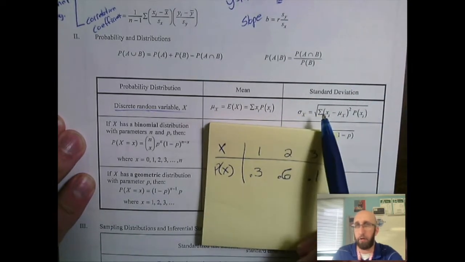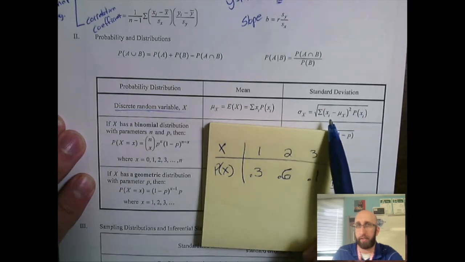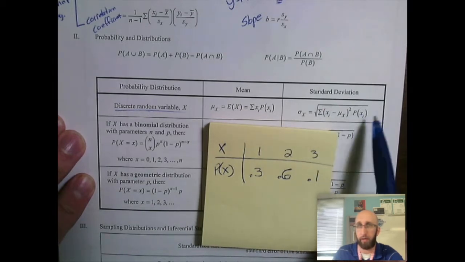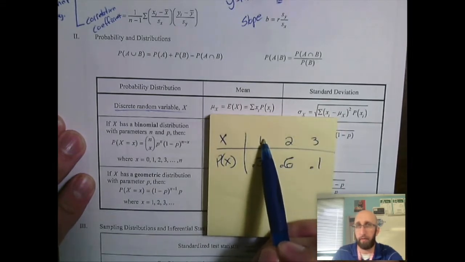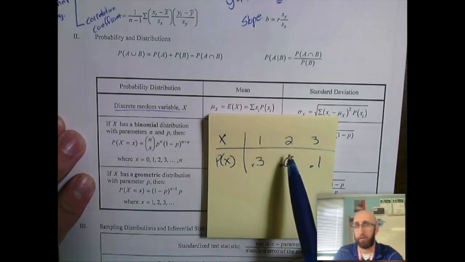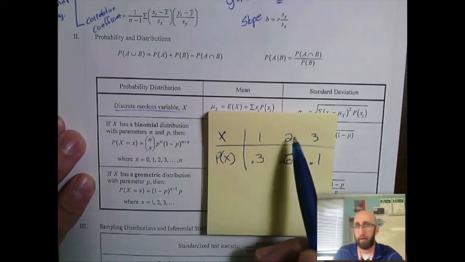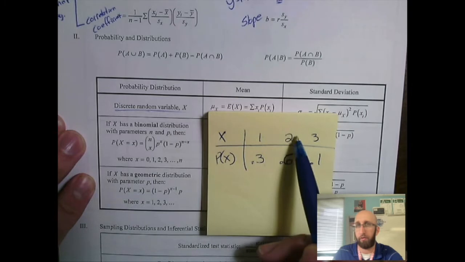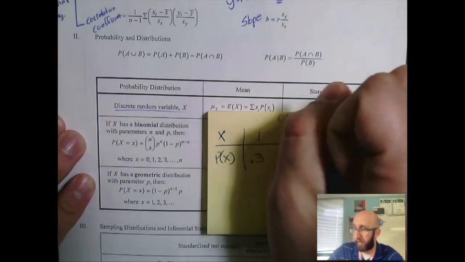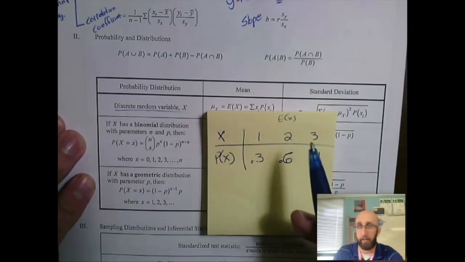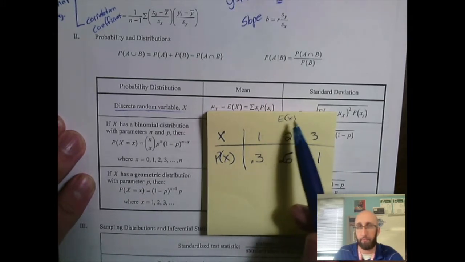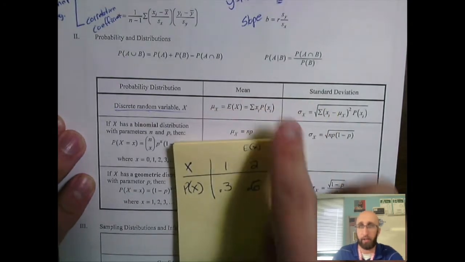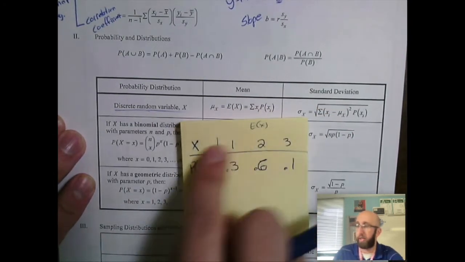Standard deviation, what you're going to do is take the square root of the sum of (x minus mu x) squared times p(x). So take your x value, so say it's 1, subtract off your expected value, square it, times p. Go to the next one. Take your x value, subtract off your expected value, square it times p. Go to the next one. Take your value, subtract off the expected value, square it times p. That's what these two are. So that discrete random variable can be tough to see.